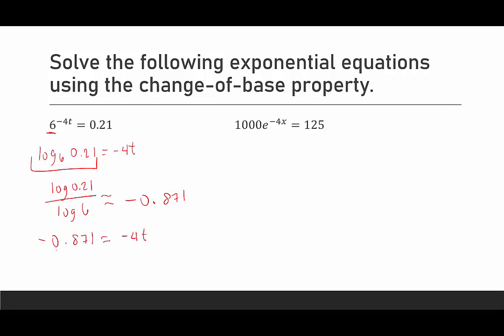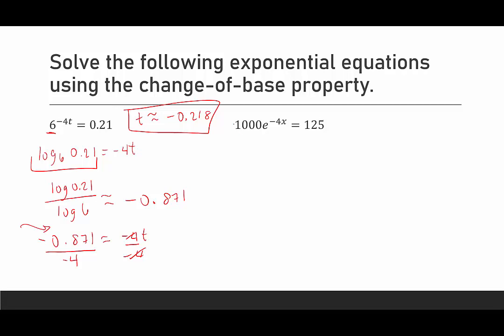Now I want to get t totally by itself, so I'll divide both sides by negative 4. And so it depends what happens here. If you just keep in your calculator what it was exactly when you divided log of 21/100 by log of 6, you'll get one approximation, and if you just use this approximation here, it might be slightly different. I think in this case, the first 3 digits end up being the same either way, but just keep in mind there is going to be a little bit of error with these, and that's okay. I get t is approximately negative 0.218 when I divide both sides by negative 4.